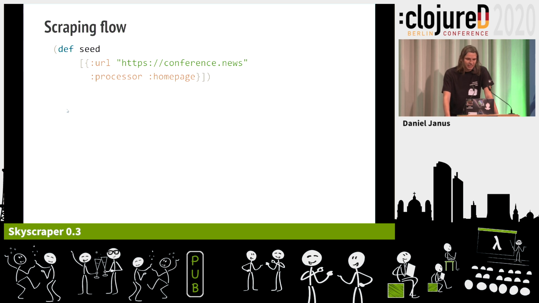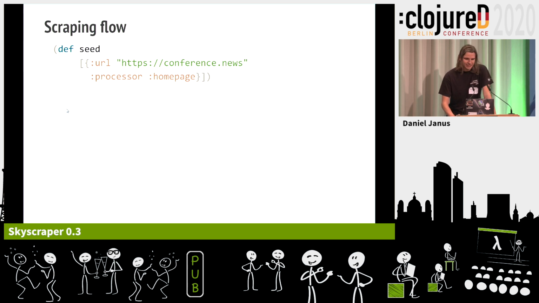Let us consider a fictitious website called Conference News that has some news about conferences that are going on. Imagine we start with just the URL. So we have a map here that contains the URL key, that contains the initial URL, and something called processor, which tells Skyscraper to process these kind of pages in a certain way.